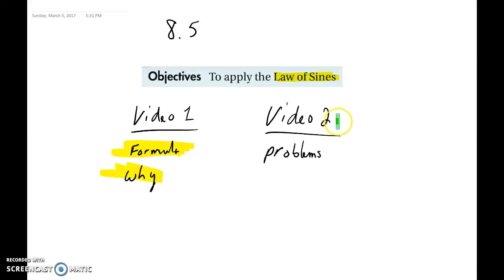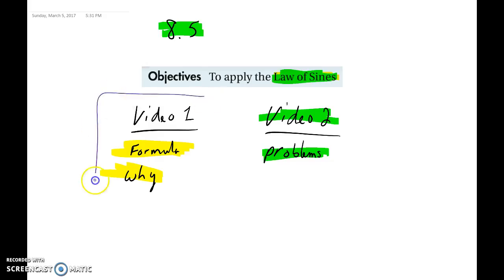Alright, so now we're going to move on to our second video for section 8.5, and it's now going to use the law of sines, and we're going to answer some problems with it. So the first video, all it was just talking about it, showing you the formula, why it works, how it works. Now we're going to go ahead and actually answer some problems.